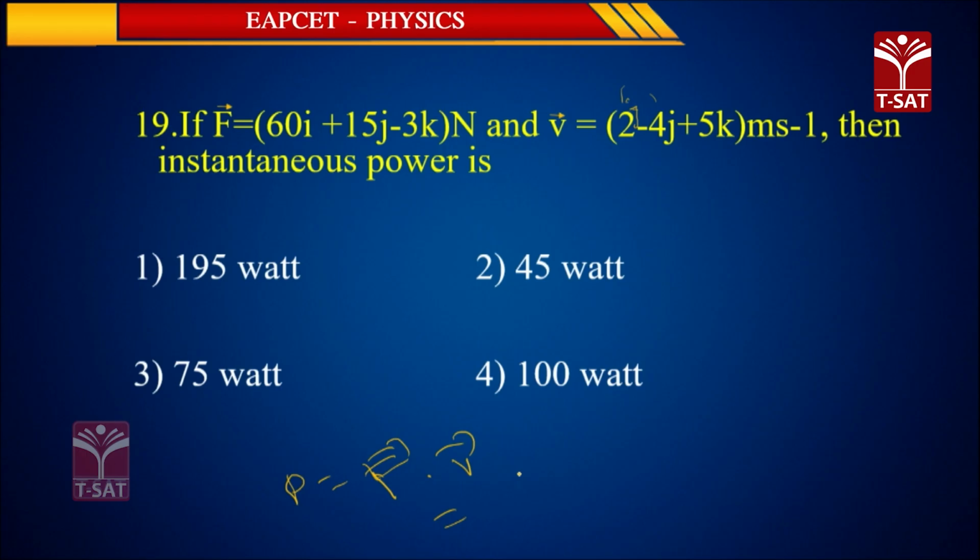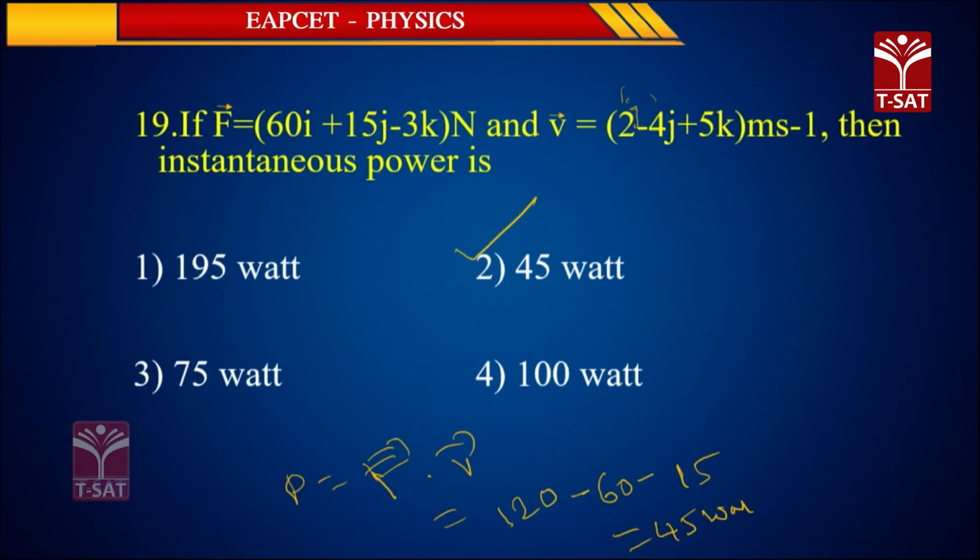At I place, F place 60 is there, at V place 2I is there. 60 into 2, what is that, children? 120. Plus into minus 15 into 4. Okay children, what is the value? 15 into 4, 60. Okay, plus into minus 60, and plus into minus 3 into 5, 15. Therefore 120 minus 60 minus 15 is equal to 45. Okay, 45 watt is the answer.